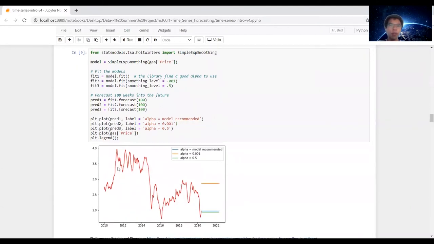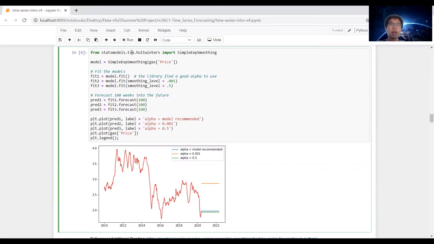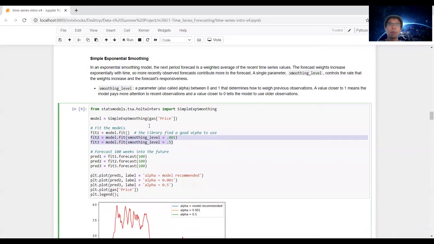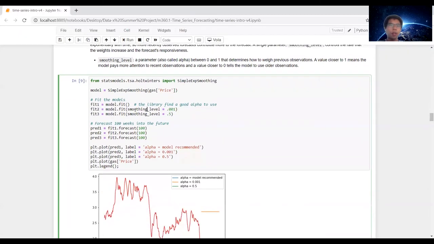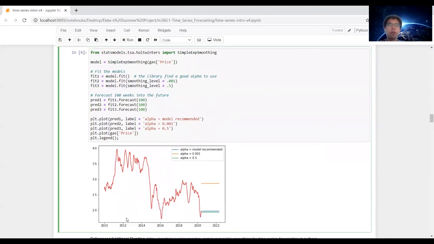So for example, here I have basically called the library, and I built the model, training it on the gas prices data set. And I'm passing in here our smoothing level, our parameter. You can let the library choose one for you, or you can actually explicitly pass it in. So I'm doing all three here, and then you can predict 100 time steps into the future, and you can plot the results.